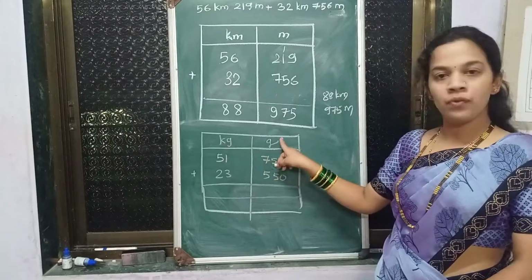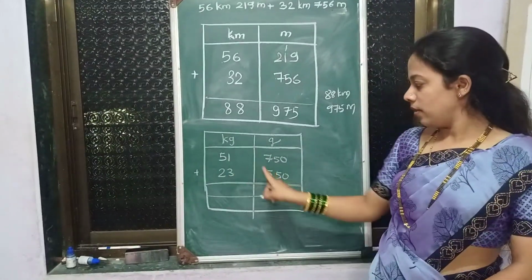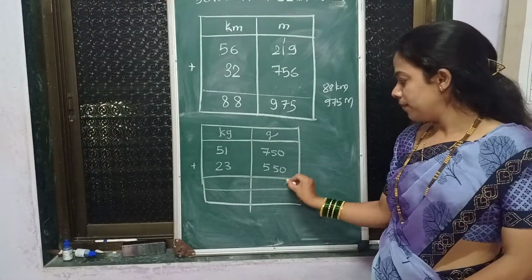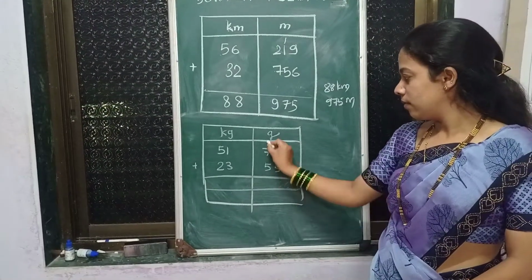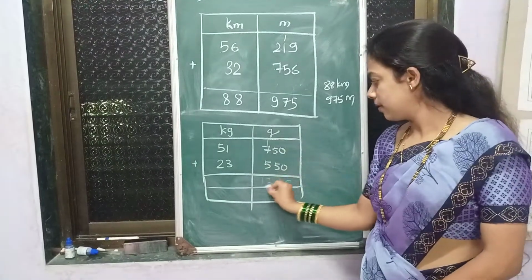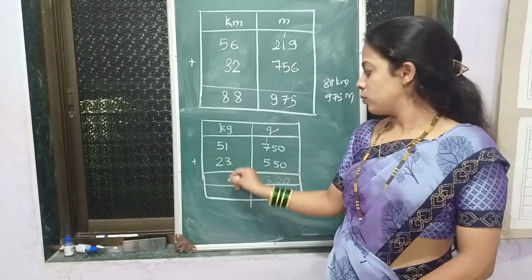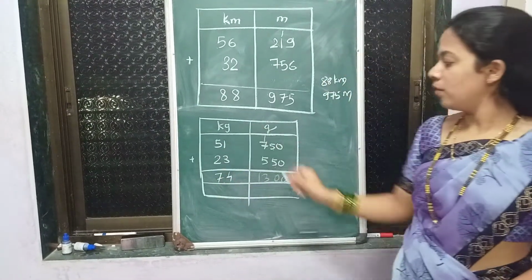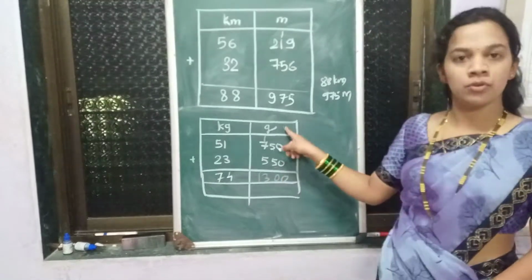51 kg 750 gram, 23 kg 550 gram. There is a simple addition. 0 plus 0 is 0. 5 plus 5 is 10. 7 plus 5 is 12. 12 plus 1 is 13. 3 plus 1 is 4. And 5 plus 2 is 7. It is 74 kg 1300 gram.